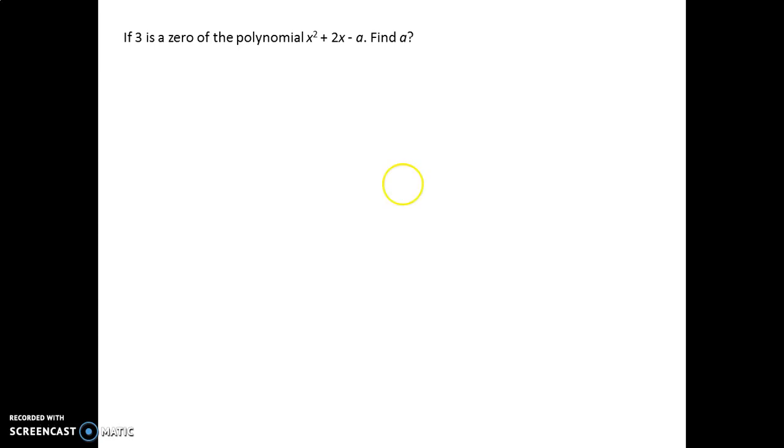Now the next question is, if 3 is a 0 of the polynomial x square plus 2x minus a, find a. Here, this is p of x, x square plus 2x minus a is our p of x. So already 3 is a 0 of the polynomial given in the question, so substitute this 3 here. So p of 3 will be 0 since it is a 0 of the polynomial. So I am substituting 3 in this x value and I am equating it to 0. So I can find out the value of a.